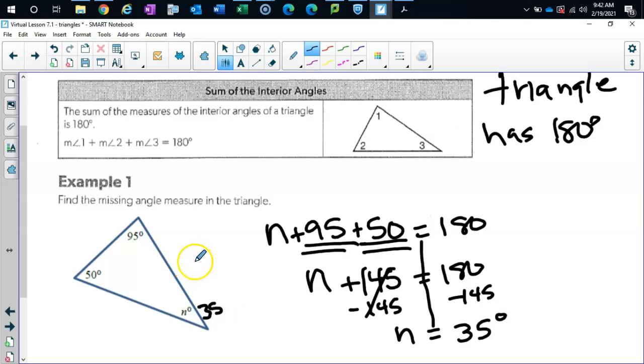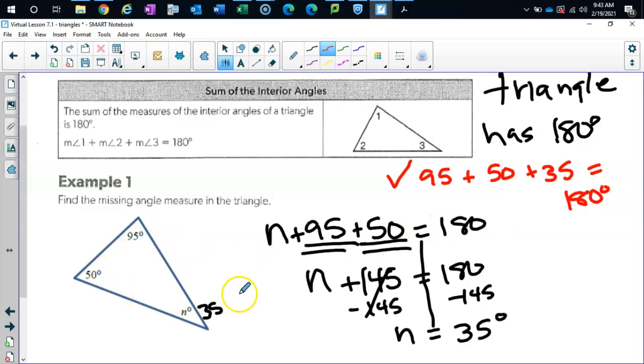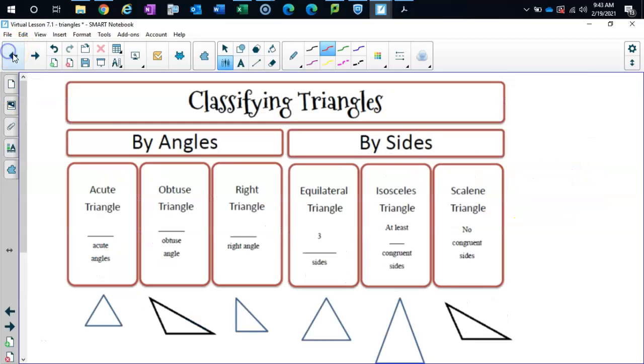How can you check this? Well, I can check it by taking our three angles, 95 plus 50 plus 35, and when you add those together, you do get 180 degrees, so we know that we are correct. Now we're going to go back. I wanted to talk about this first because I'm going to use this in this next part of the lesson.